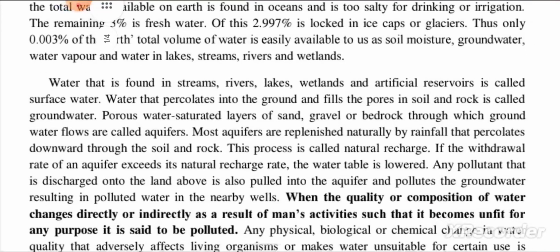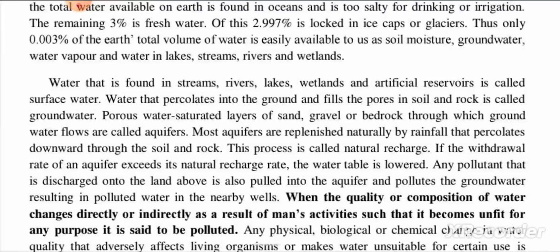Water that is found in streams, rivers, lakes, wetlands, and artificial reservoirs is called surface water. Water that percolates into the ground and fills the pores in soils and rock is called groundwater. Porous water saturated layers of sand, gravel, or bedrock through which groundwater flows are called aquifers.